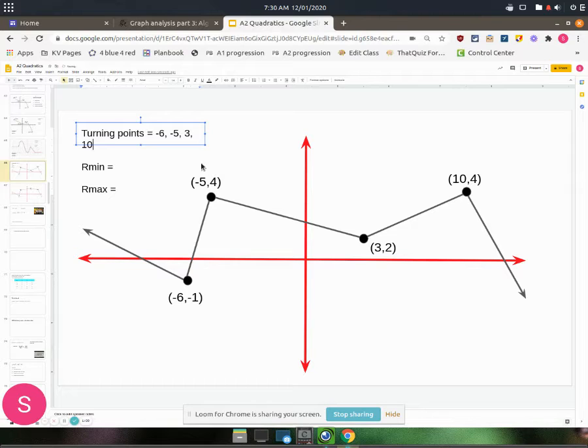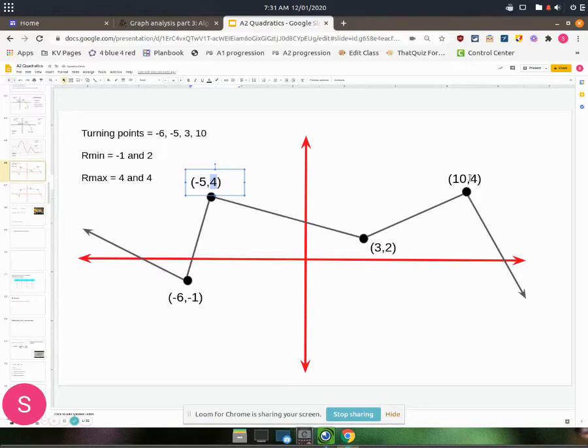Relative minimums, there are 2 of those, -1, see here, and +2. So it's the y values at those down to up turning points. And then for our relative max, we've got 4 and 4. All right, so there's that one and that one. So I guess you could just say 4, I suppose.